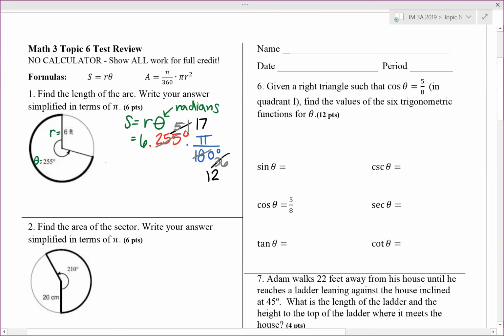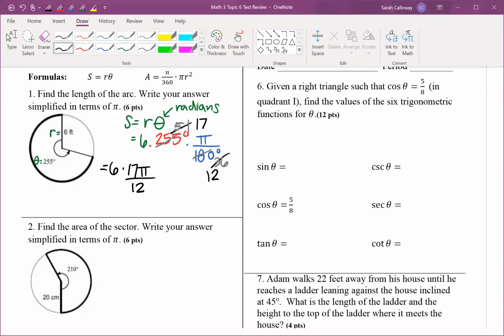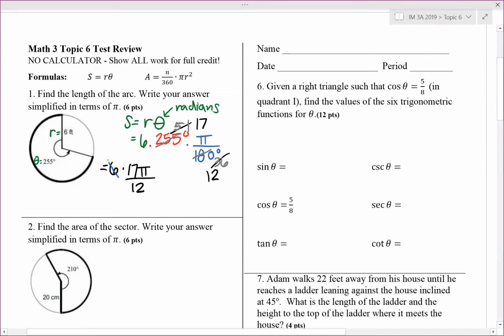Since this has gotten messy, I'm going to rewrite. So I still have the 6 from the radius times, now I have 17 pi over 12, which is what 255 is. And so the last thing that I can do is reduce the 6 with the 12. If I divide 6 by 6, I get 1. If I divide 12 by 6, I get 2. So that means that the answer for this is 17 pi over 2 feet. So the length of the arc in the diagram is 17 pi over 2 feet.